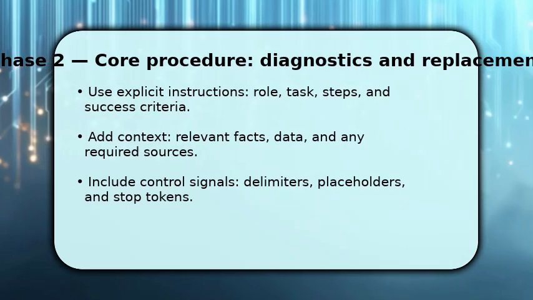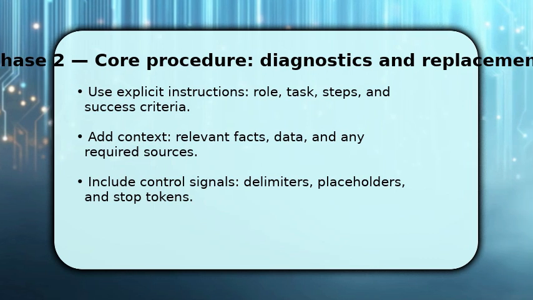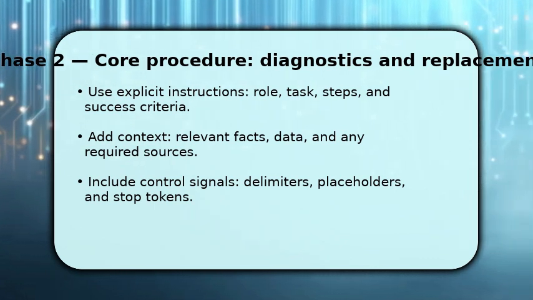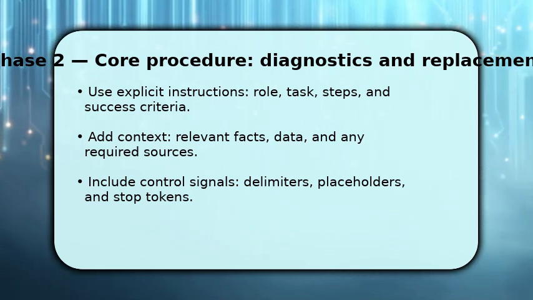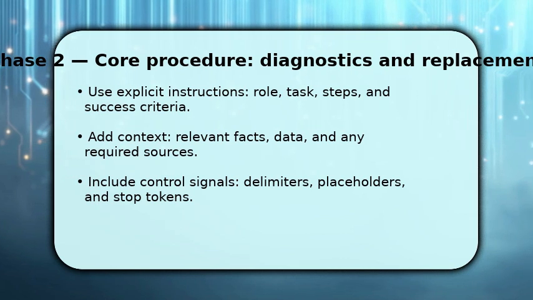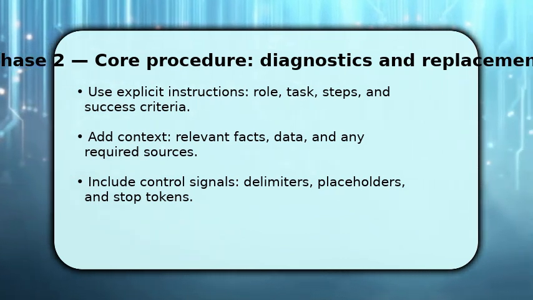You now assemble the core prompt. Start with a role instruction, then list the task and the stepwise actions you expect. Explain success criteria clearly, what counts as a correct answer and why. Provide context lines with facts or dataset snippets so Gemini has grounding, and mark sources if accuracy matters.